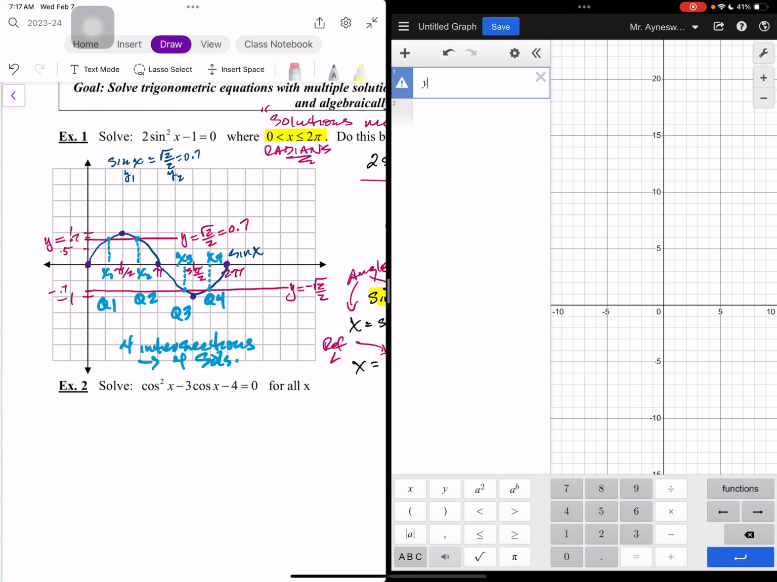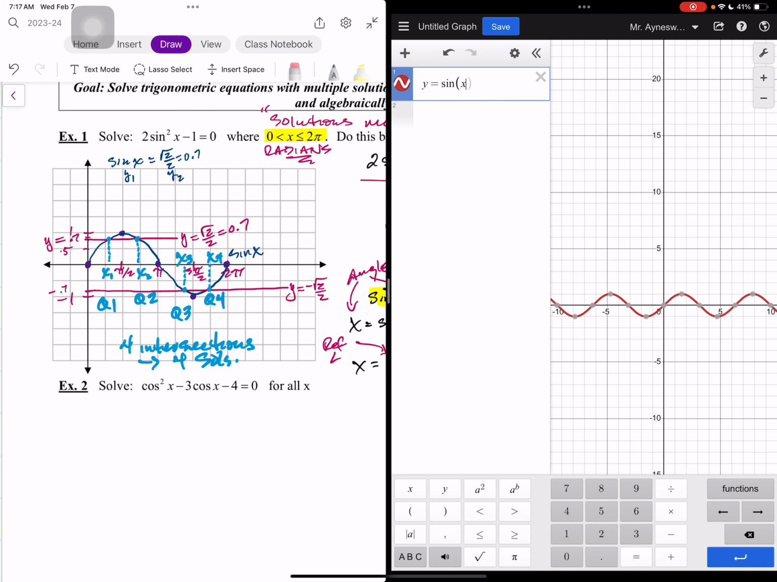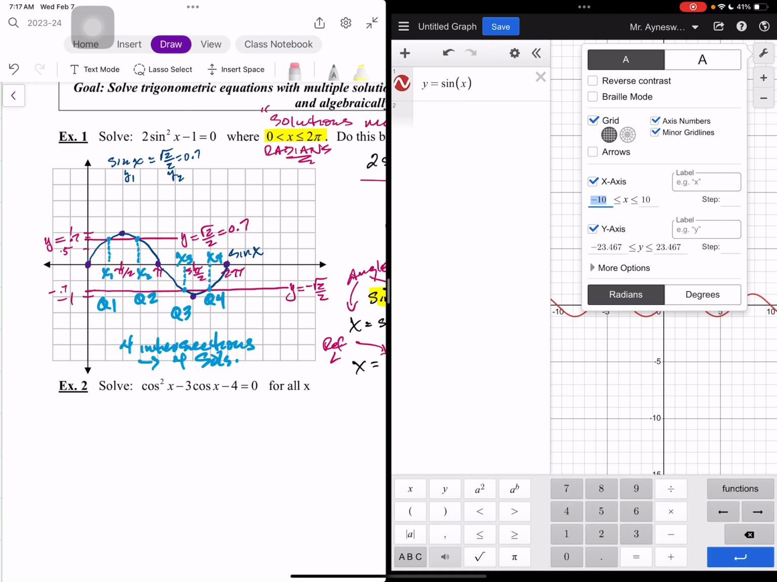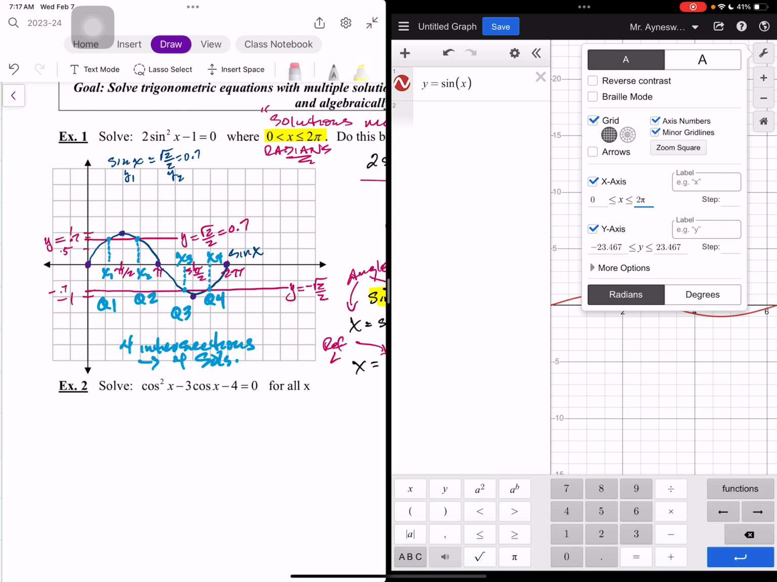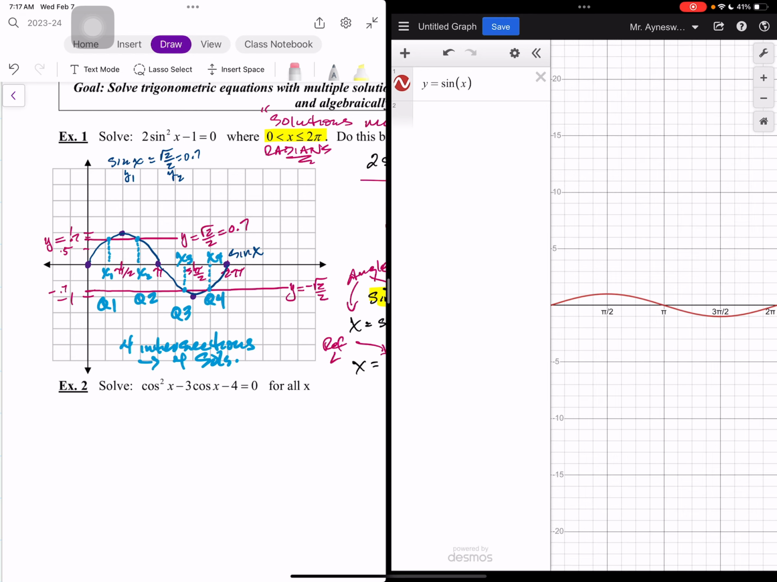Okay, I'm going to type in y equals sine x. Watch what happens. Well, you've got to type it in correctly. Okay, and we want to adjust the axes, so click on your wrench and let's rescale the x-axis from 0 to 2 pi, and then step it at pi divided by 2. That'd be good enough. There we go.